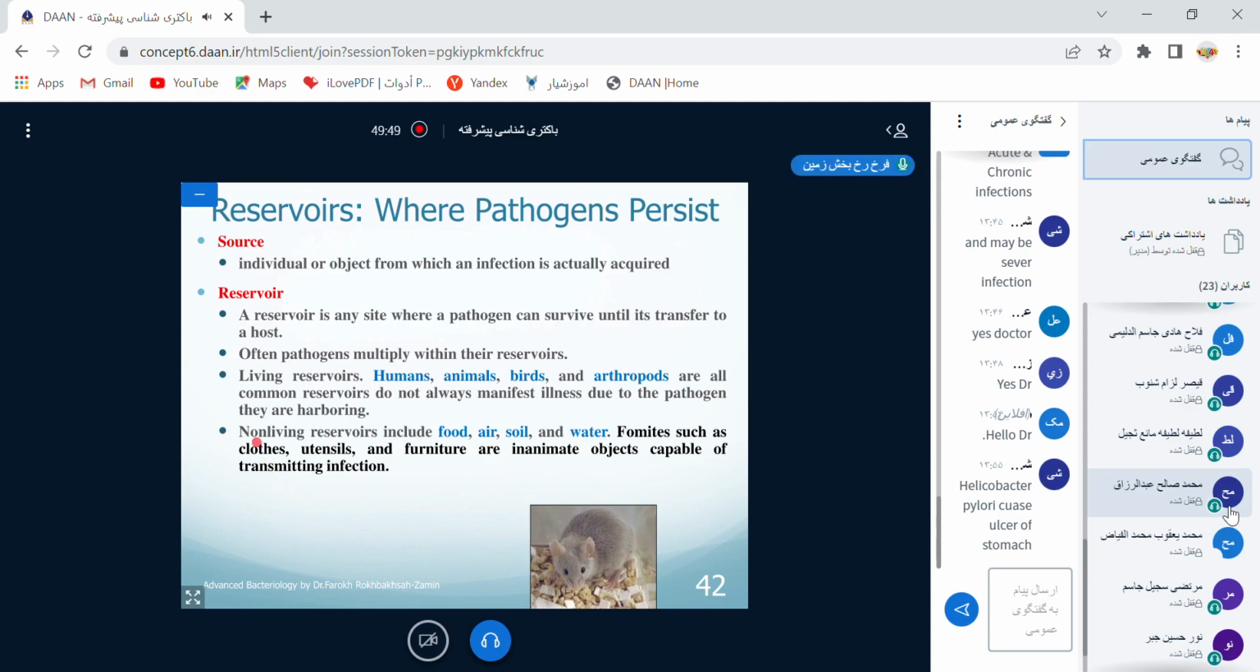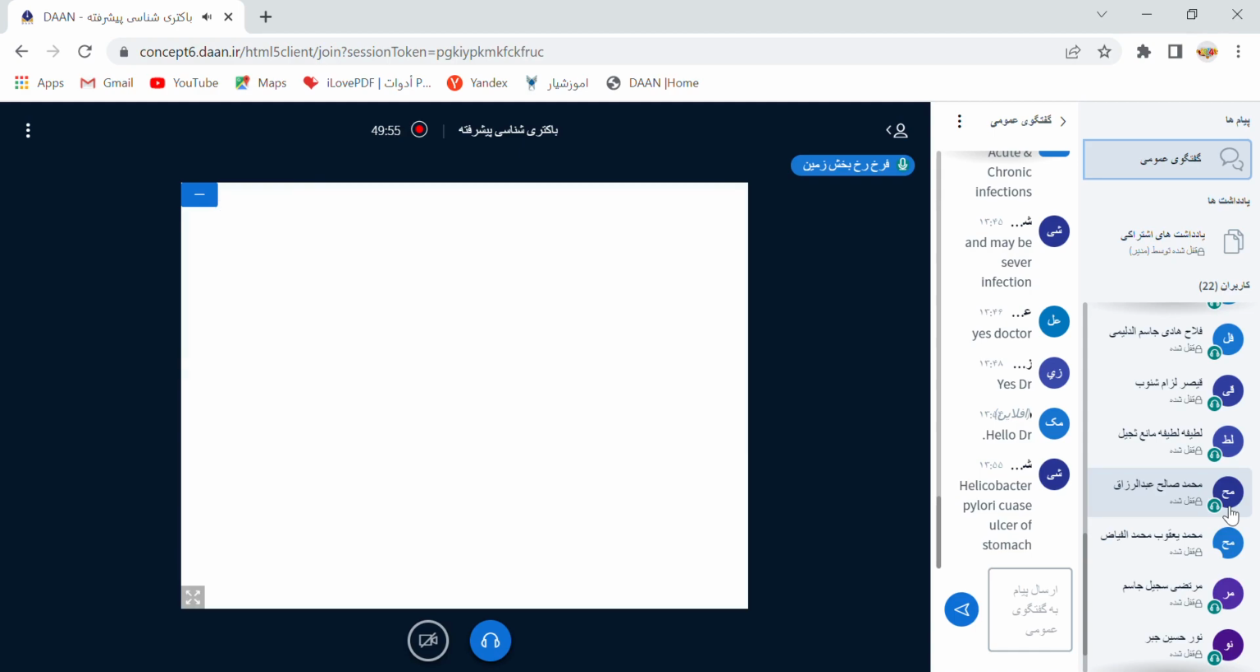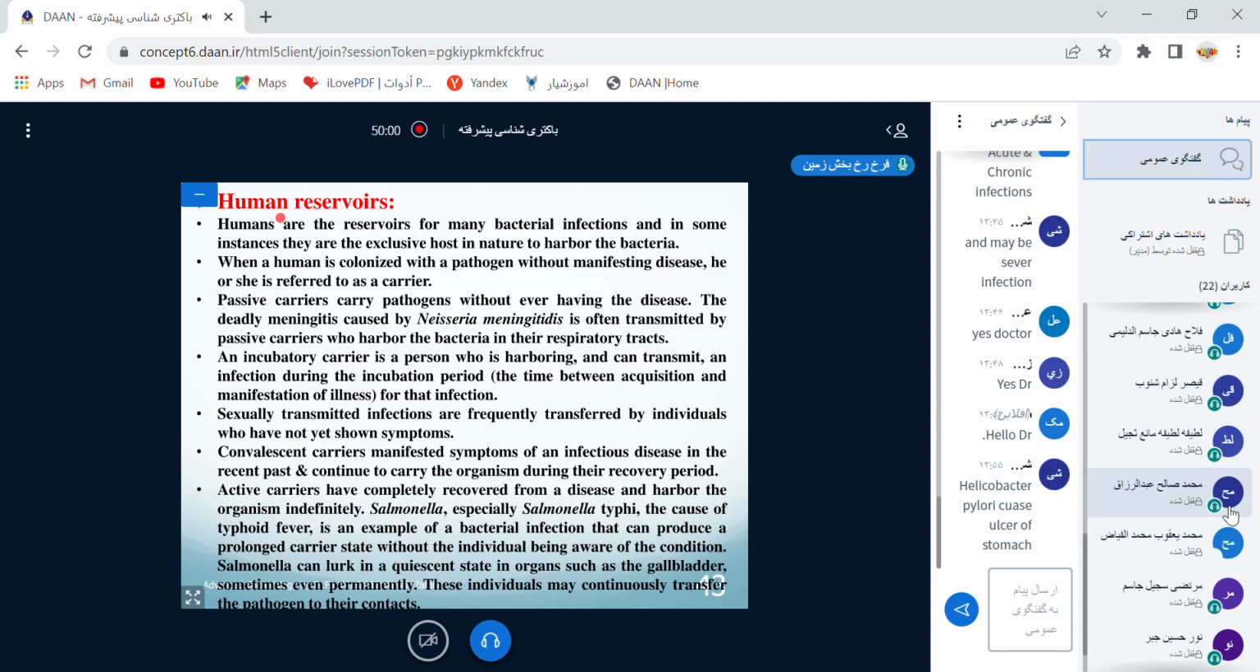For a few minutes, we want to discuss more about the living reservoirs and non-living reservoirs. Number one, when do we call a human a reservoir? When do we call a human a reservoir?